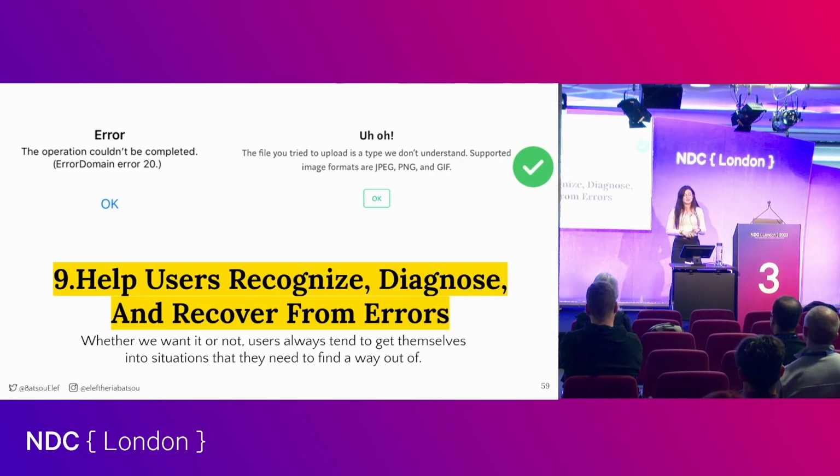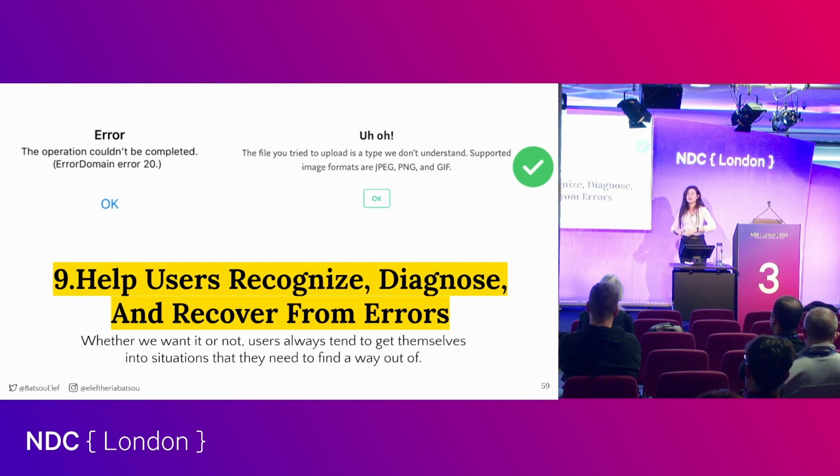The ninth rule, help users recognize, diagnose, and recover from errors. We already talked about errors, but this is a bit different. Stuff will happen, our users will make mistakes, as we already said, but always try to give them something in order to recover from that error. And I have here two examples which I guess most of you will have seen. So the first one is really not good. Even if you are a developer, probably you won't understand what this is all about.